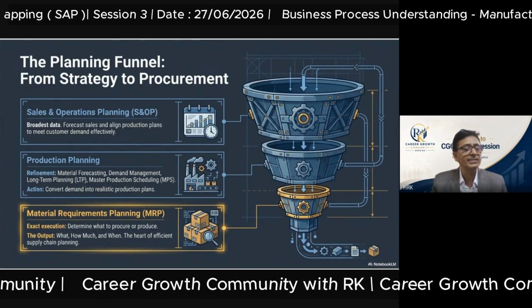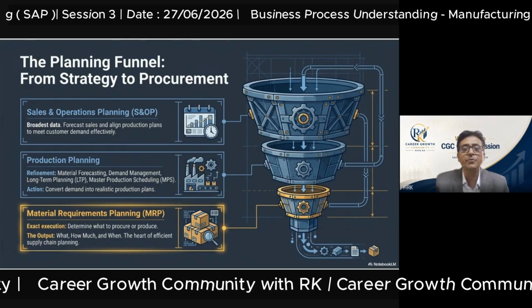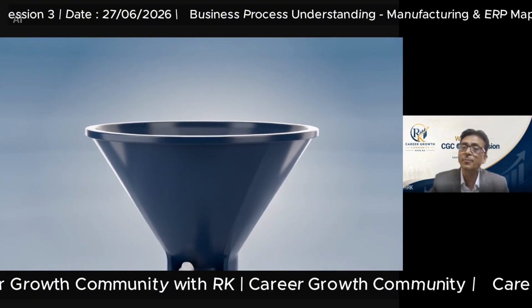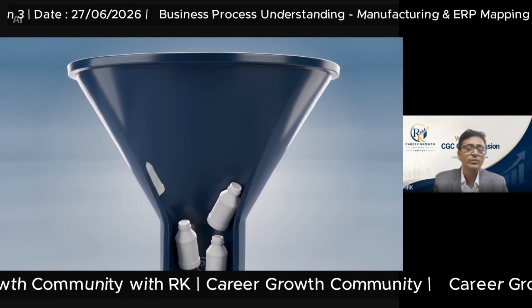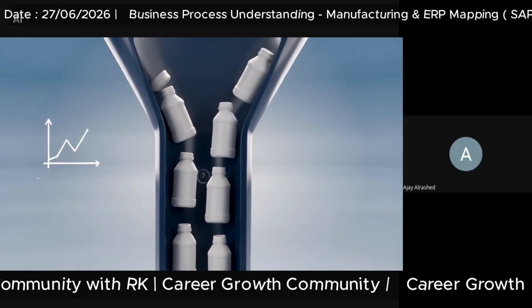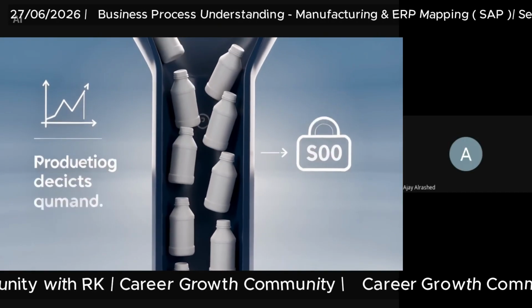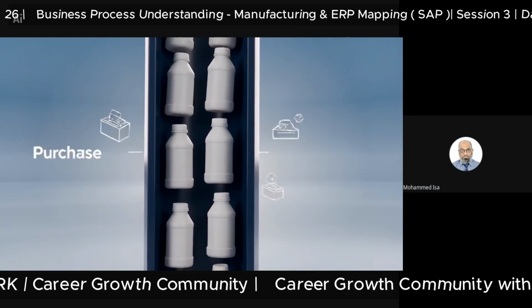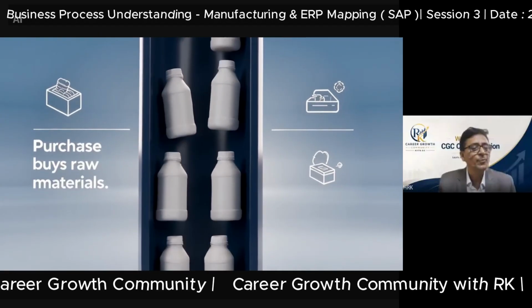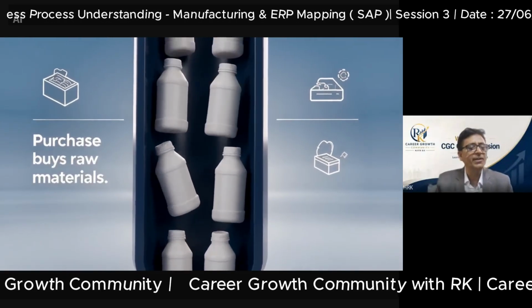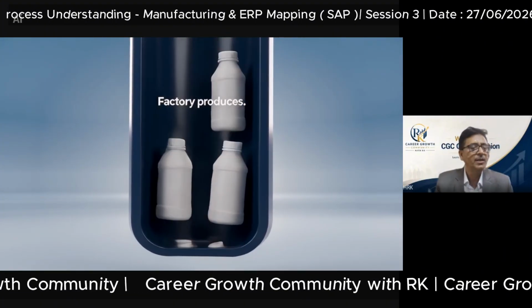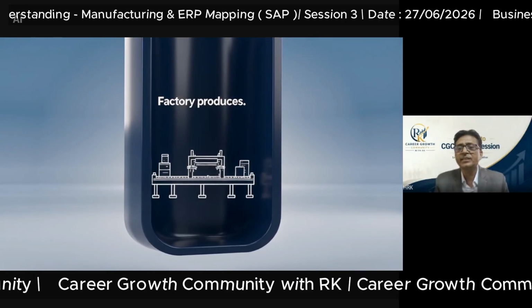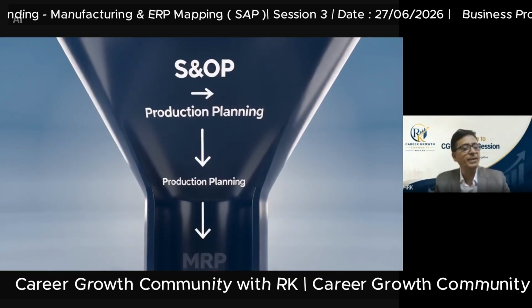If marketing predicts 1,000 bottles, but purchase buys raw material for only 500, then what will happen? We cannot produce for the 1,000 bottles because the material is short. As per the requirement, we can produce. Exactly. If marketing predicts 1,000 bottles, but purchase buys only raw material for 500, this misalignment will create a scarcity. And next slide, please.